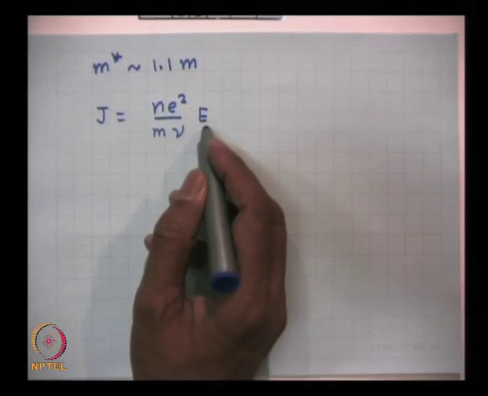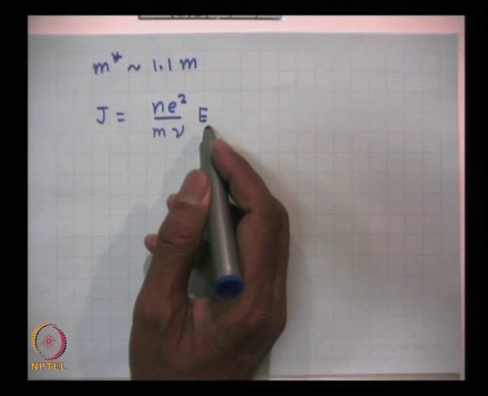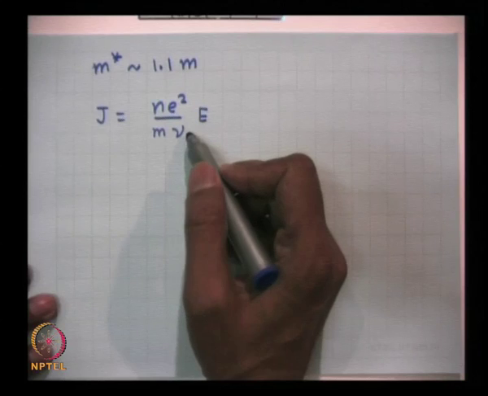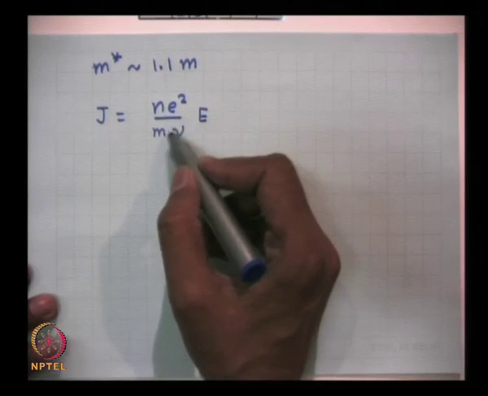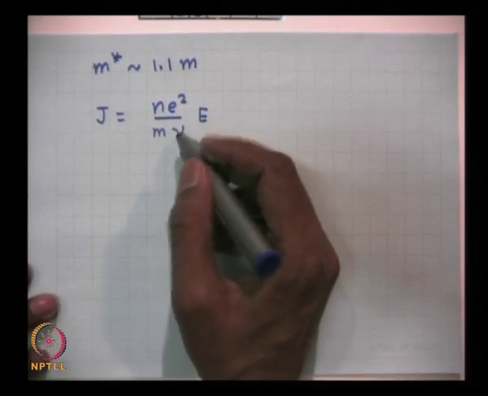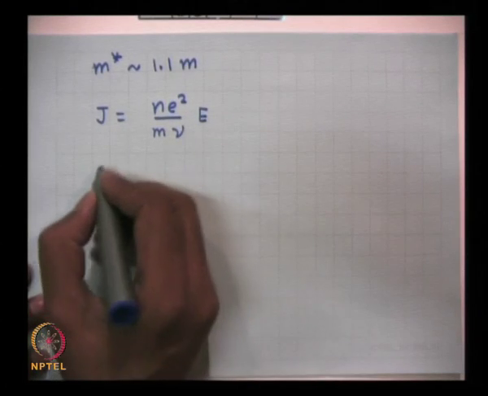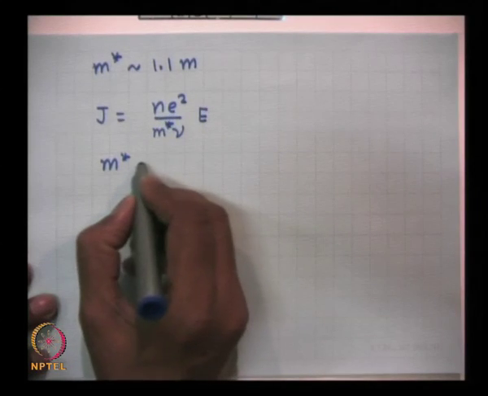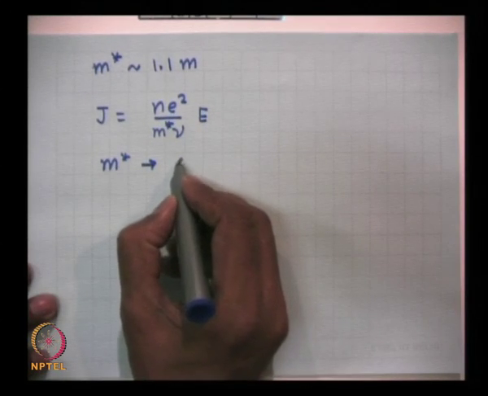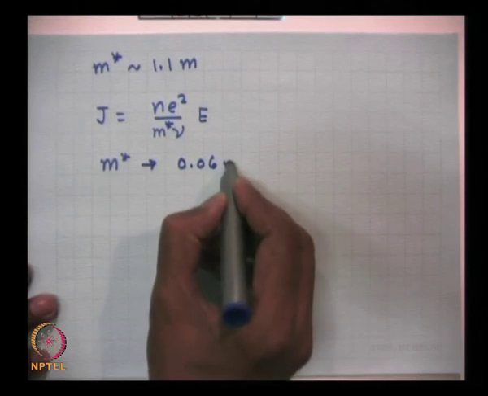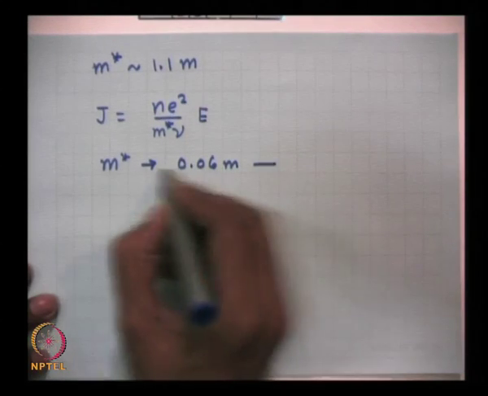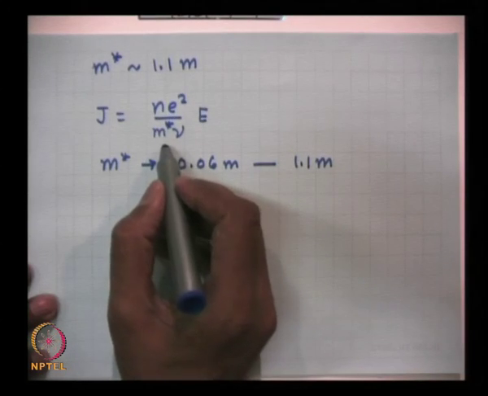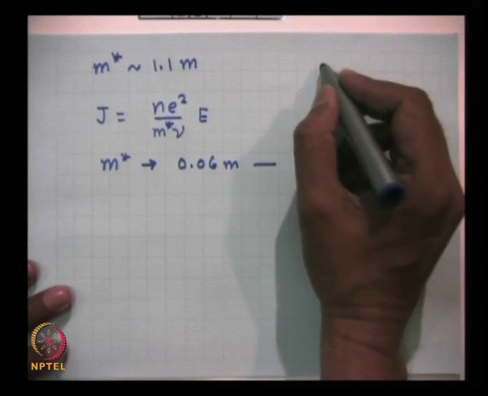But as the electric field is increased, when you vary the electric field in the circuit, then the electrons acquire larger energies and they get heated. So, when the kinetic energy becomes large, the effective mass increases. So, m star goes from 0.06 m to 1.1 m, and that is the transition that takes place here.